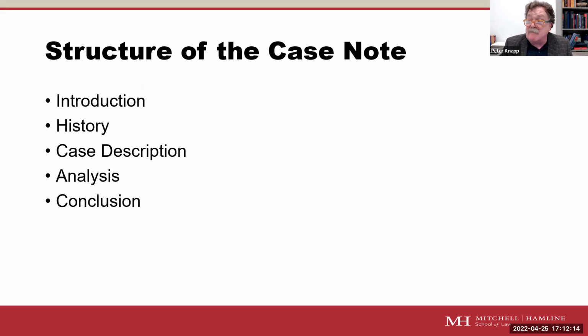And it does that with 5 different distinctive parts: an introduction, history of case law, case description, analysis, and conclusion. And those parts, we'll talk about each of them at least in passing, are fairly straightforward, particularly that first one, introduction.